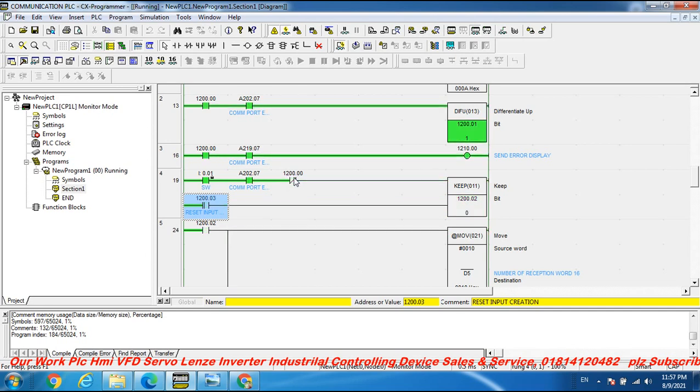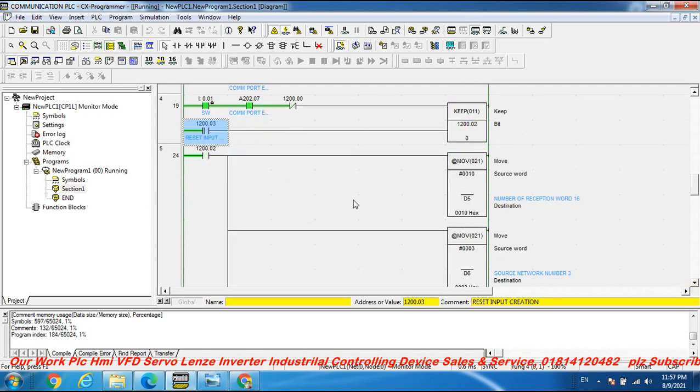1200.00 close contact and keep bit on off, 1200.02 bit on off. When keep is active, then 1200.02 is active and sending is start. Receiving is start. Data receiving is start.